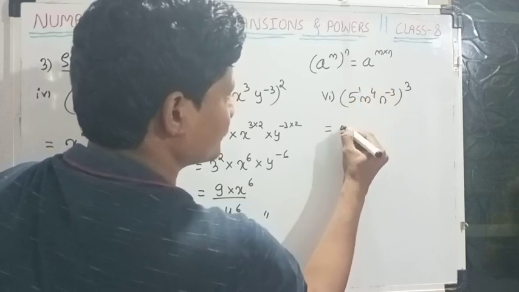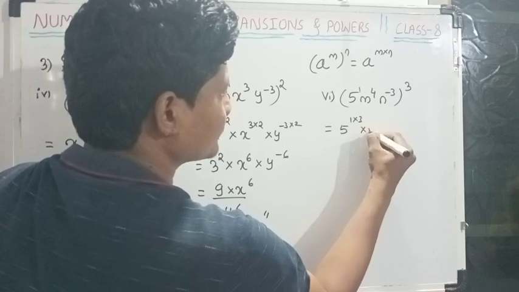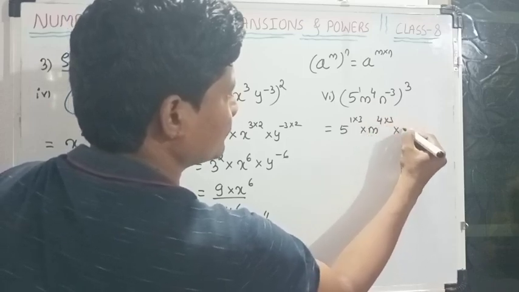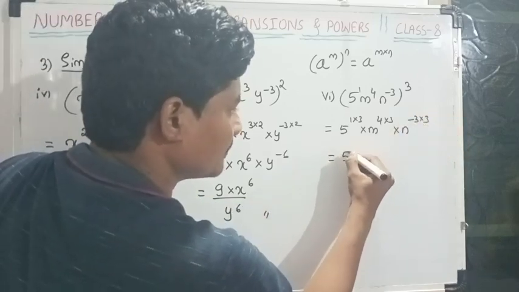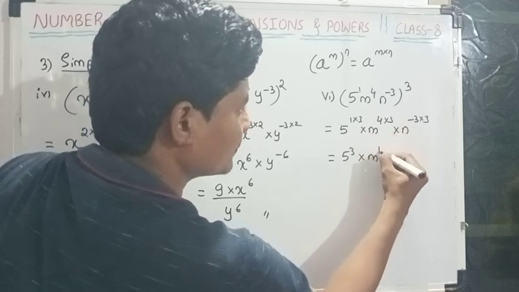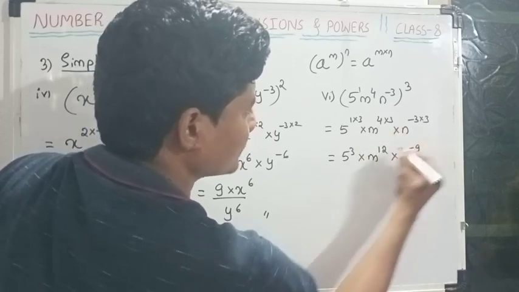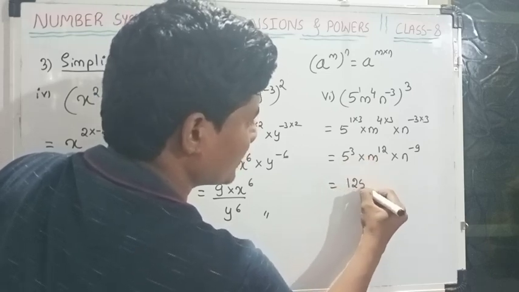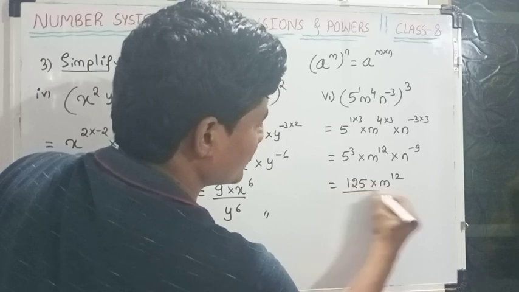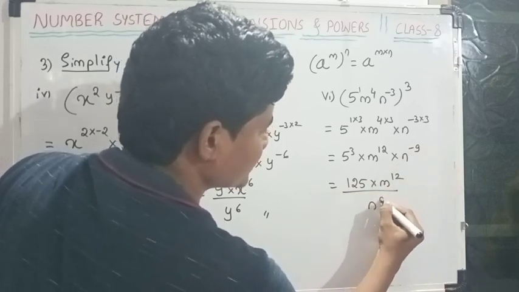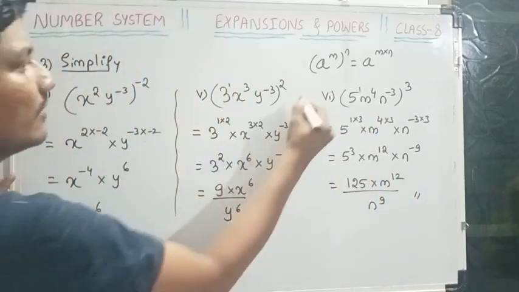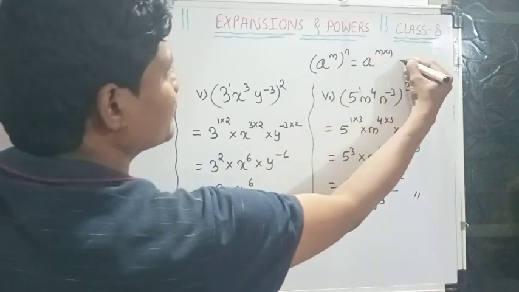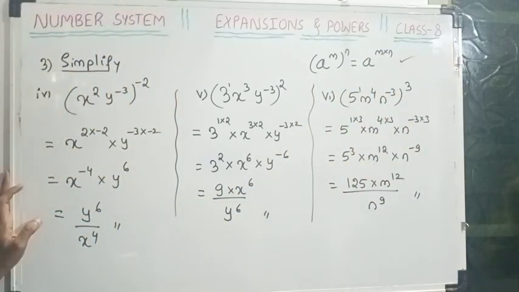This one. 5 to the power 1 into 3, m to the power 4 into 3, n to the power minus 3 into 3. 5 to the power 3 into m to the power 12 into n to the power minus 9. 125 into m to the power 12, n to the power minus 9. This is the answer: 125 m to the power 12, n to the power 9. I'm using this same law of exponent, (a to the power m) to the power n is equal to a to the power m into n.